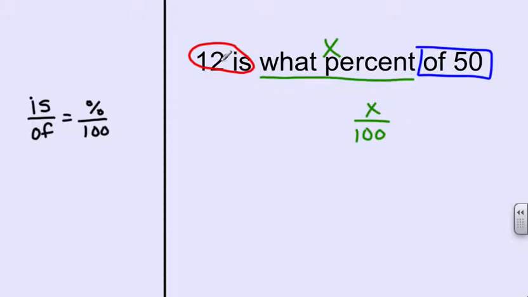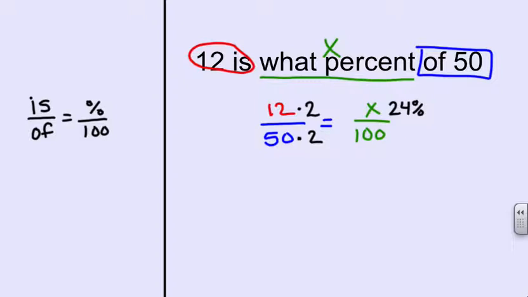I see that is 12. Is the numerator, so I'll put 12 in the numerator, leaving only one spot left over, but let's just double check. Of is 50. Of is the denominator, so we'll do a 50 here. This is another example where we happen to be lucky because I can just say, all right, from 50 to 100, I can multiply by 2. Whatever I do to the bottom, I need to do to the top. And 12 times 2 is 24, and I would get 24%.